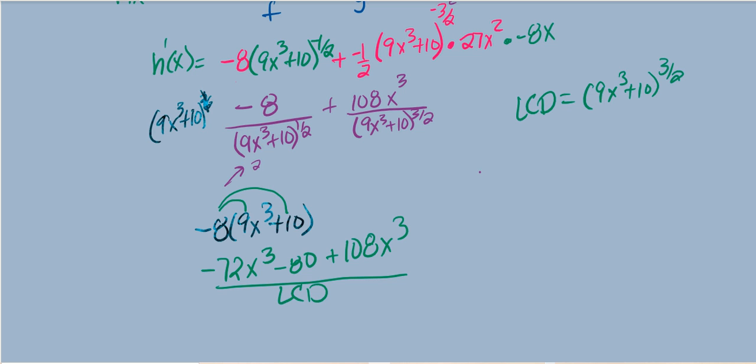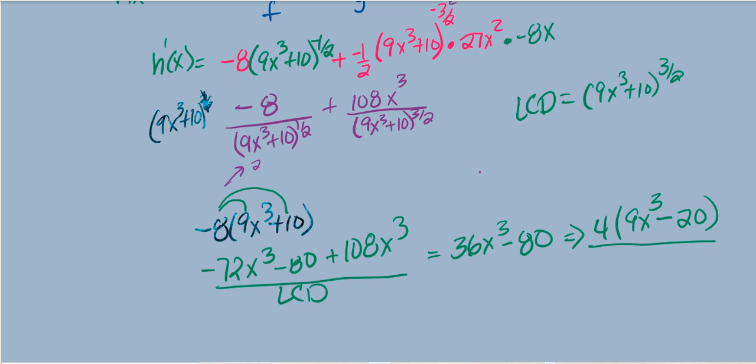Now, what is next for me to do? Combine my like terms. So what can I combine together? A negative 72 plus a 108 is a positive 36x cubed, if I'm not mistaken, minus 80. All right. Now, does 36 and 80 have anybody in common? Well, 36 and 80 have at least a 4 in common, so we can factor that out to be 4 times 9x cubed minus 20.